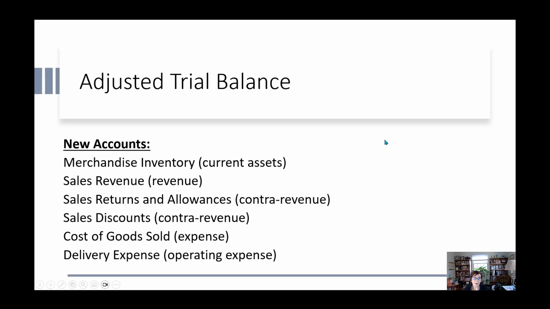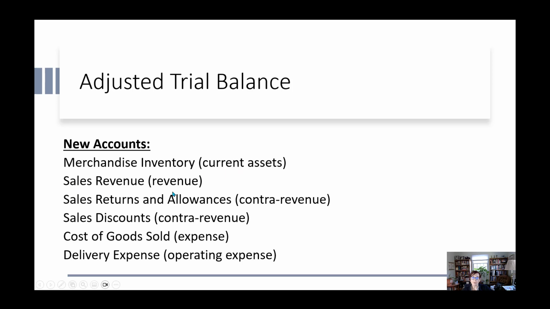Now our adjusted trial balance is going to look just like our old adjusted trial balance, no different, except that you're going to have some new accounts, right? It's still in the same order: assets, liabilities, equity, revenue, expense. Here are our new accounts that we didn't have before. Merchandise inventory, that's your inventory on hand, which is a current asset.